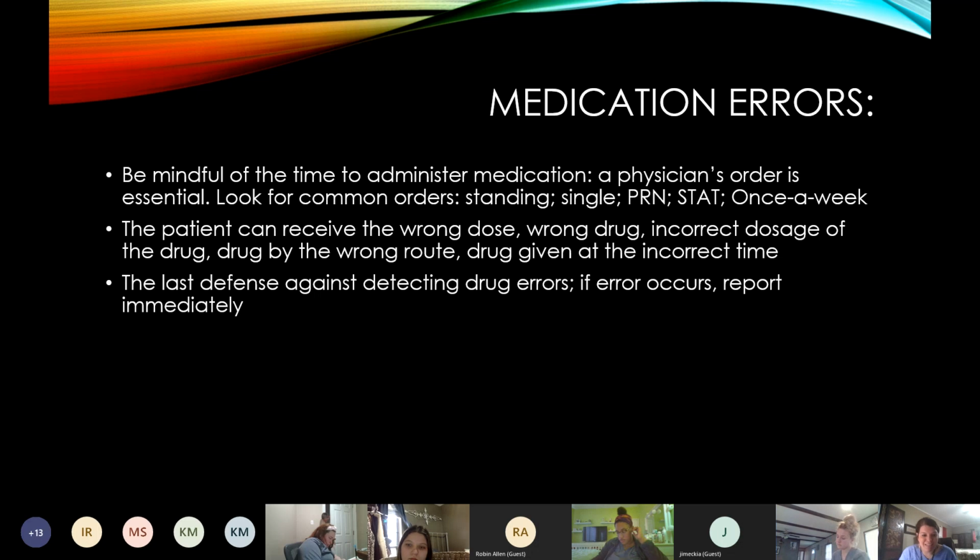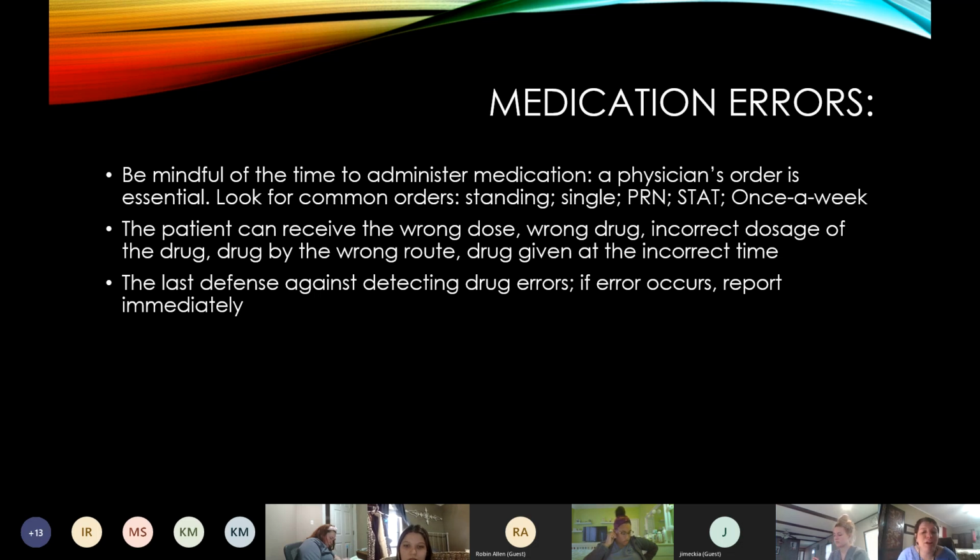PRN, y'all know, is as needed. Stat means immediately, within 30 minutes, but technically right when you get it. And then once a week. A lot of patches are ordered once a week. A lot of medications for osteoporosis are ordered once a week.